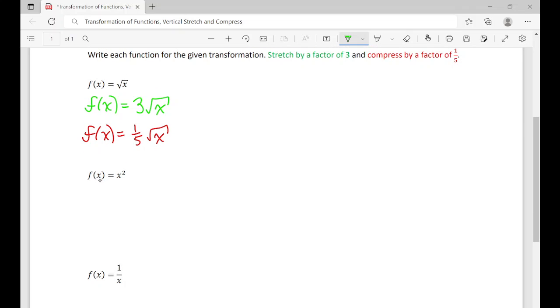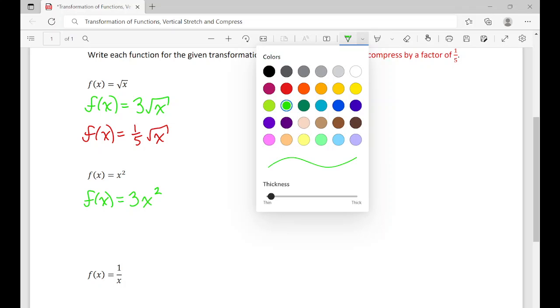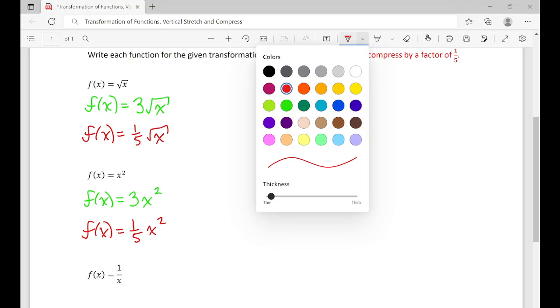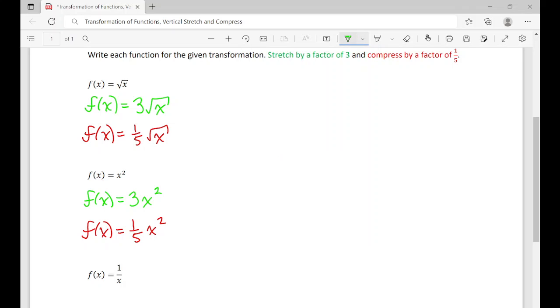Let's do it again for f of x equals x squared. We're going to stretch it by a factor of 3. So f of x equals 3 times the function. And that's it. Now we're going to compress it by a factor of 1/5. So it's just going to be f of x equals 1/5 times x squared. Again, it's as simple as that.